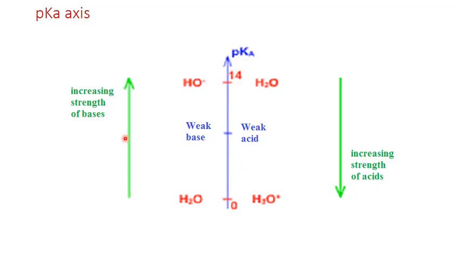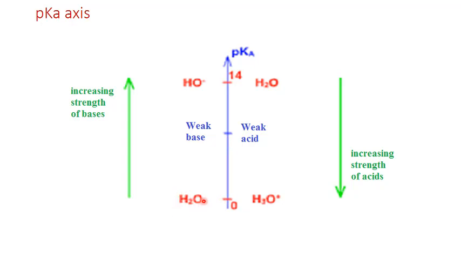Now the increasing strength of bases goes up and the increasing strength of acids goes down. Pay attention that in the pKa axis, to the left we will write everything related to the conjugate bases of the couple, and here to the acid of the couple. Now the highest pKa, 14, is for the strongest base, which is represented by HO-, and here it corresponds to the weakest acid. Now for any other couple we can write here the weak base and here the weak acid, meaning in the couple.